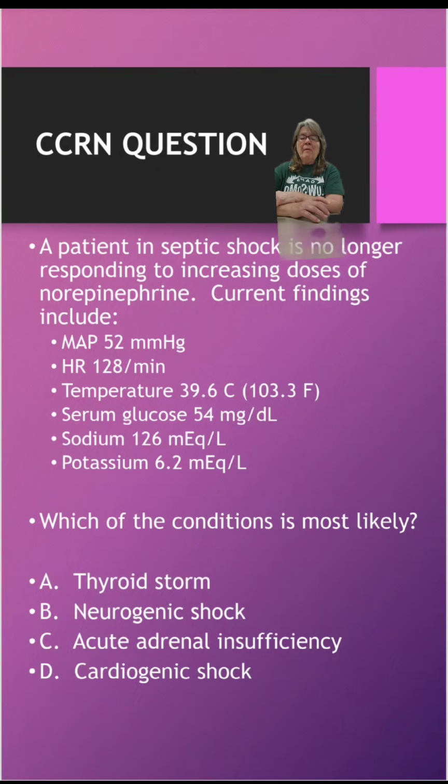Thyroid storm, the only part of this profile you'd see in a thyroid storm is the temp and the heart rate. Otherwise, the rest of it does not apply. Cardiogenic shock, again, we would, in this particular case, not see all of those changes in glucose and electrolytes.